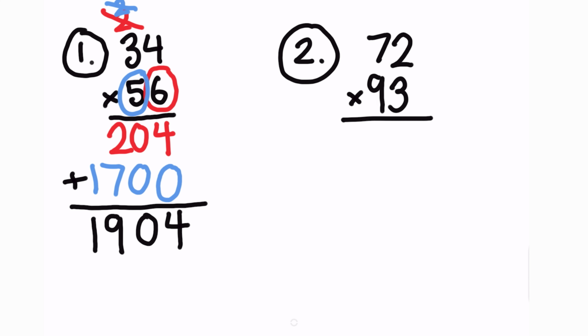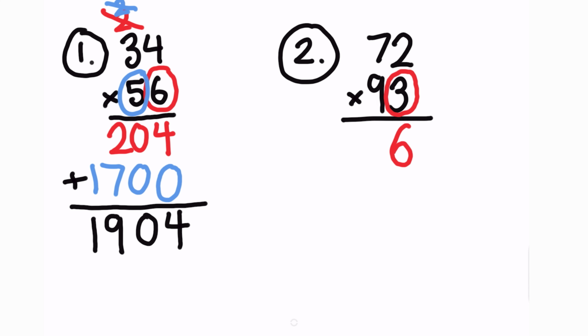Okay, let's now try the second problem. So again, we're going to look at the bottom right number, which is the 3. And we're going to multiply it by the number above to start us off. So 3 times 2 is 6. So we're going to write the 6 down below.